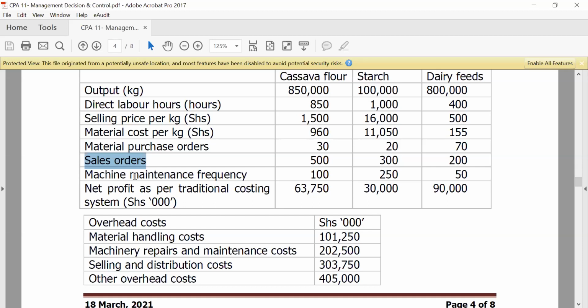So we have machine maintenance frequency. So what does this mean? You just ask yourself, is there any relationship between this and the machinery repairs and maintenance? Yes. The higher the frequency, basically the higher the number of times that you're doing the machine repairs or the machine maintenance, the higher your machinery repair and maintenance costs. So I hope we can appreciate this when we are looking at how to allocate our overheads. That is the most critical part, to be able to relate what cost driver best suits what, because at the end of the day, you want to make sure that you're allocating all costs in the right way. So that is very important for us to take into consideration.